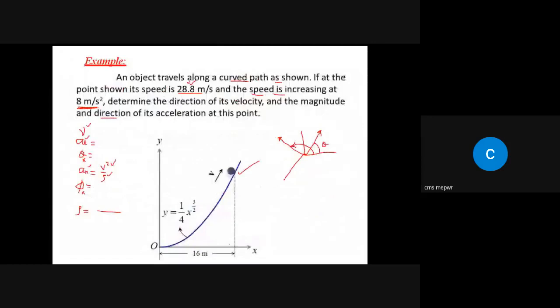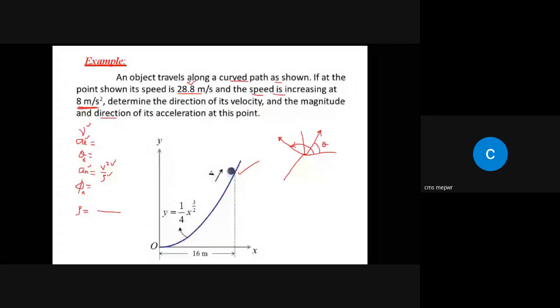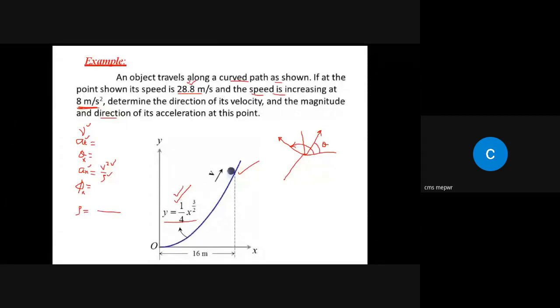What information do we have in this diagram? The first information that we have is the path. We have path information, right? This graph is following this equation. So if I have this y and this x, can I find dy by dx from this one?